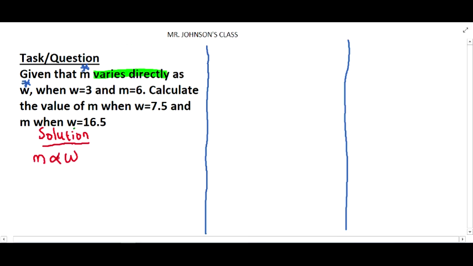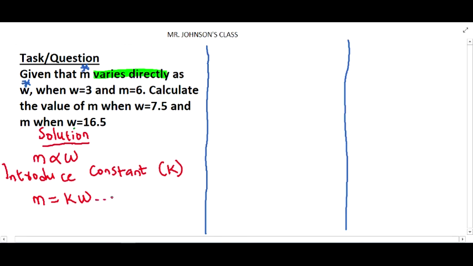Remember what I told you about it? This is the variation symbol. In every variation question, we have to introduce a constant, and oftentimes people use K as a constant, and I wish to use K in this class. Now when I introduce my constant K, it will get rid of this proportionality symbol. So here I'll have M equal to KW. This will give me the general equation I will use to solve everything I'm solving here.